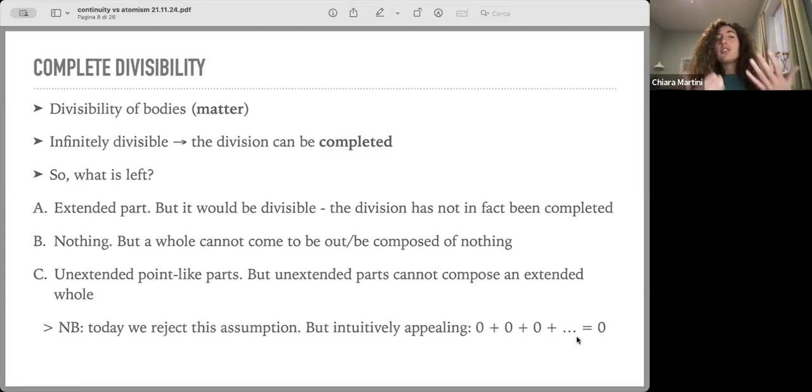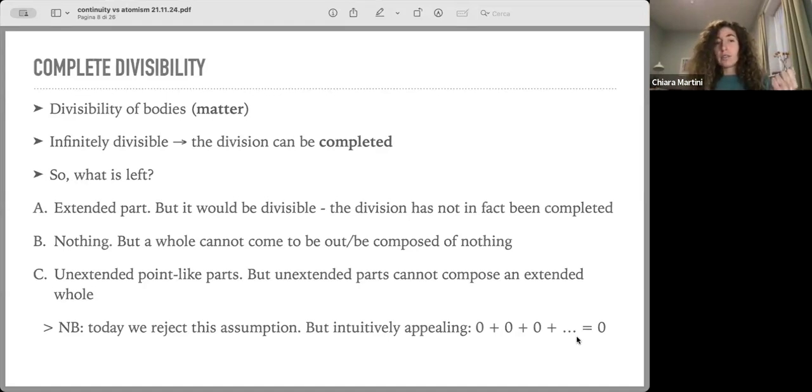Great. But if we try to do that same thing with an infinite division, we end up having problems, because it seems that with that operation, well, we really don't know what we could be left with. Because if we are left with extended parts, like in the case of the dichotomy, well, if we have chunks of matter that are extended and identical to the things that we had at the beginning, well, those are still divisible. So we have not completed the division. In fact, we should go on.